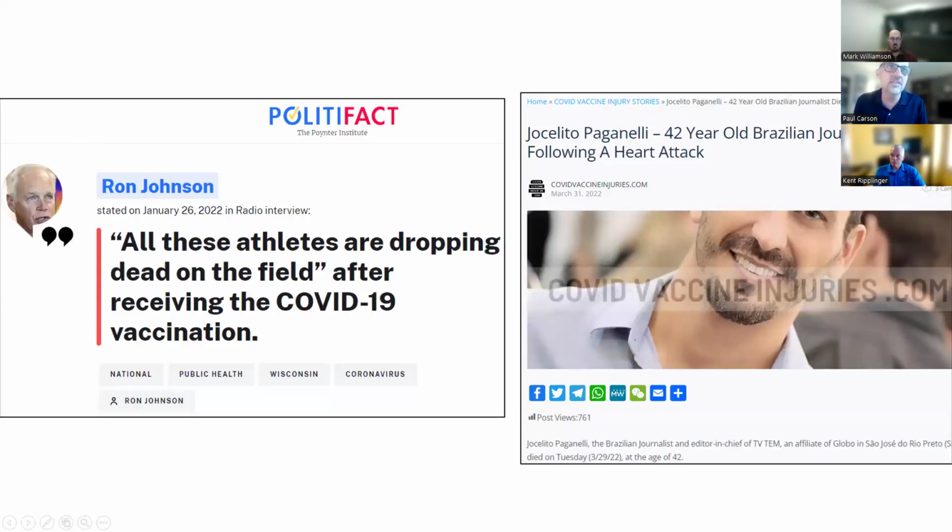But then you can see things like this. I was sent this sort of stuff constantly during the pandemic. A notable senator who was posting regularly on social media: all these athletes are dropping dead on the field after receiving the COVID-19 vaccination. What's going on? Is the COVID-19 vaccine killing young, healthy athletes? Or a whole website dedicated to COVIDvaccineinjuries.com, where you could submit what you think was a bad thing that happened after the COVID vaccine. Here, this journalist, 42 years old, who died of a heart attack.